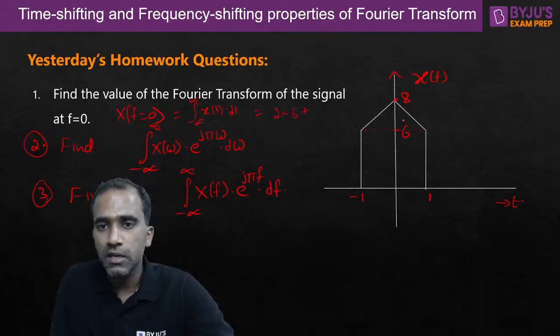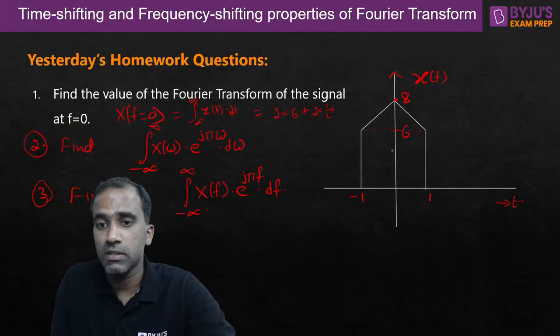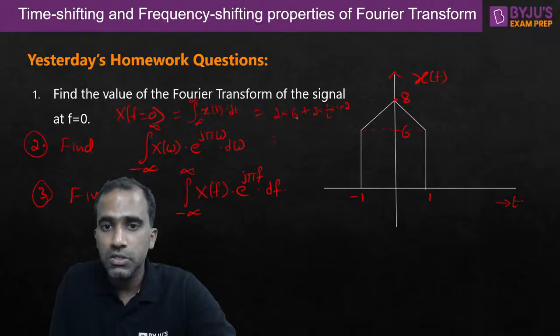Plus, what is the area of the triangle part? It is half into base into height. There are two right angle triangles here. So it is 2 into half into base, sorry, base is 1 unit, into height, which is 2 units. So 6 twos are 12, plus 2 is 14 units. That is the answer for the first question.